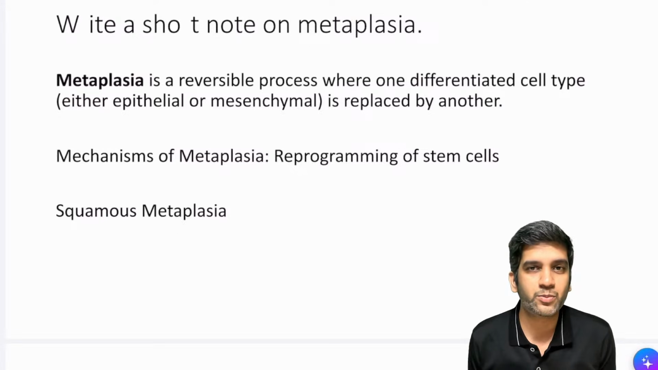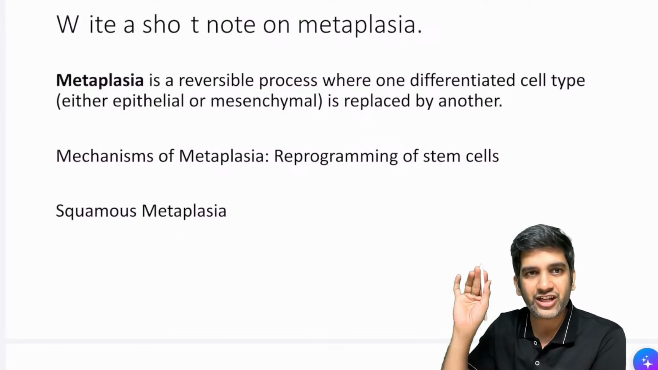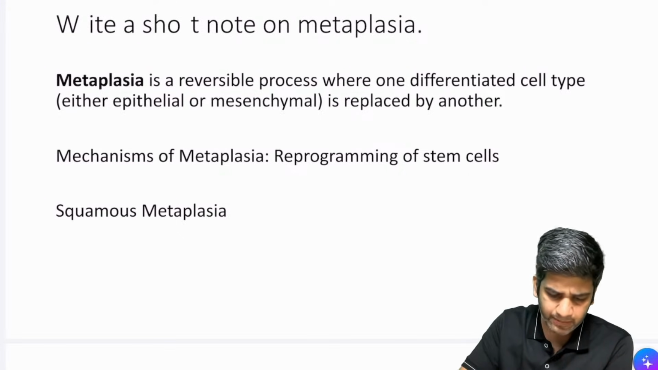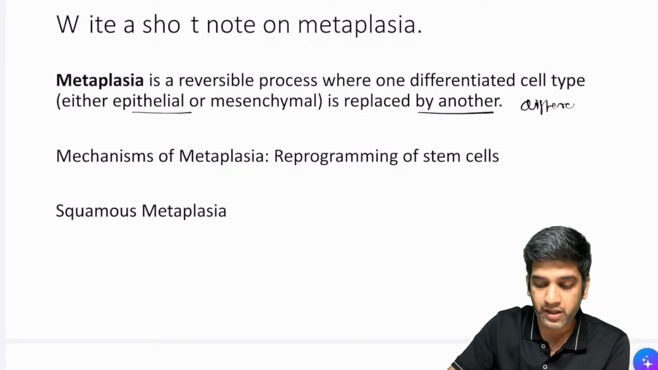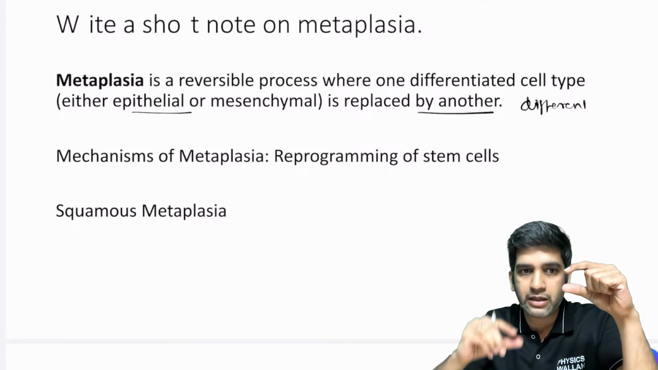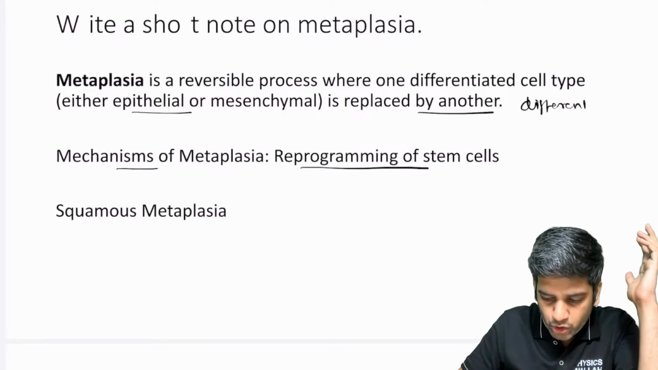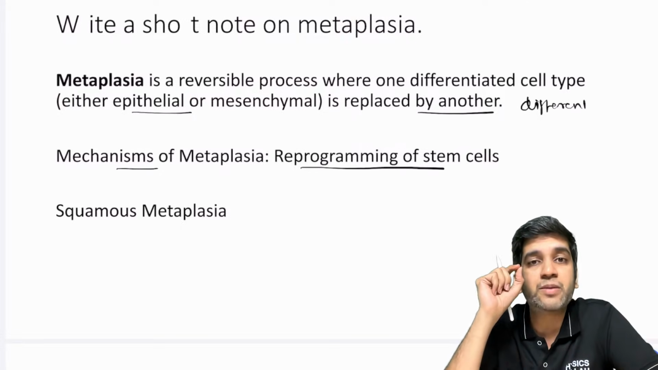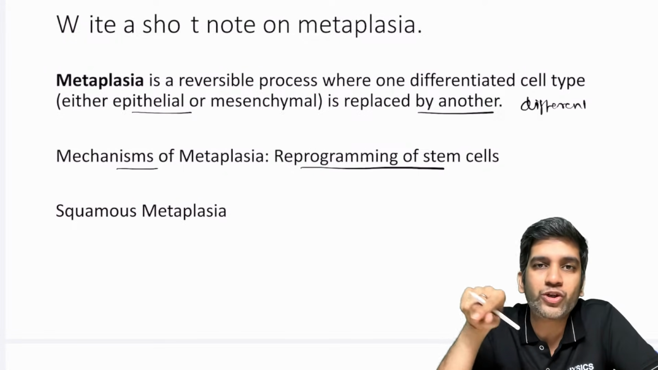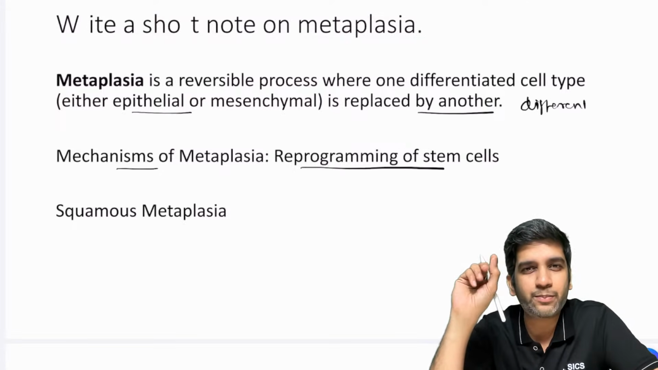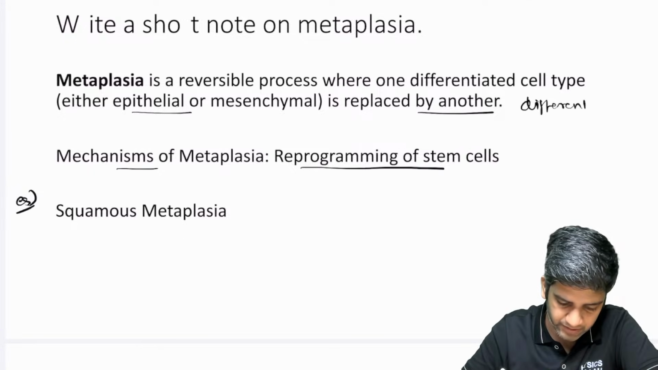Metaplasia is a reversible process where one mature differentiated adult cell type, epithelium or mesenchyme, whatever it may be, becomes another mature differentiated adult cell type. It's not becoming immature. One mature epithelium becomes another mature epithelium. That is what metaplasia is. And mechanism, we already read about it. It's reprogramming of stem cells, which is the primary mechanism. Sometimes, rarely, the adjacent cells also can come into the place. I don't want to try the rare possibility. Write the first and the most important one, enough for me, right? Then directly go to examples, right?